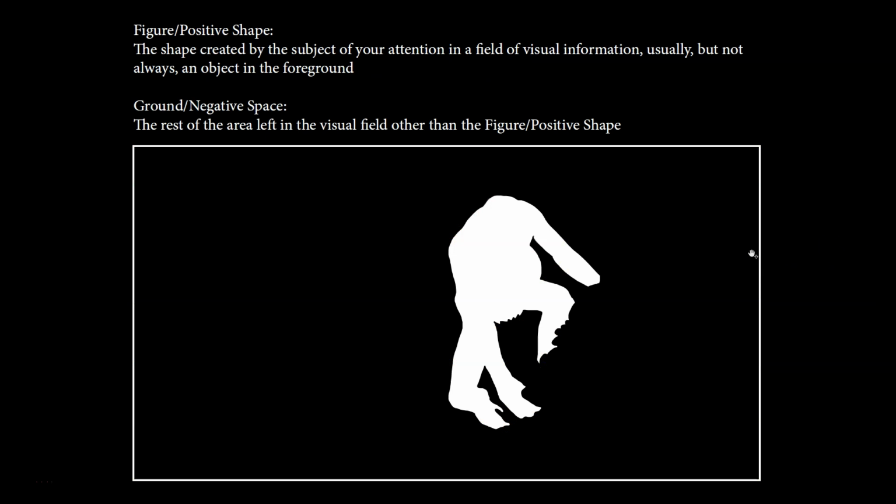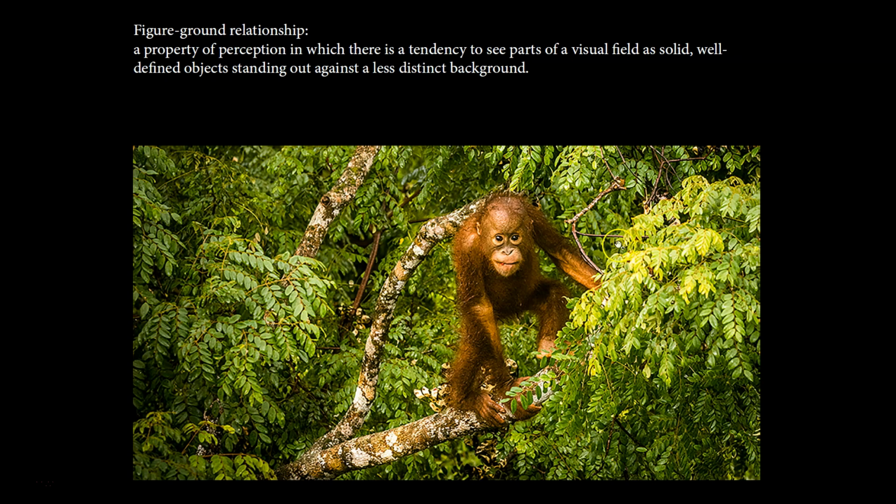So when we're talking about line, we would say the outline is the thing that separates one from the other. When we refer to this concept of figure-ground relationship in shape, then we talk about figure or positive shape, positive space. This is the shape that the subject of your attention is going to create. So in this case, the monkey. It's usually, but not always, in the foreground. Here you'll see that there are actually leaves in front of the monkey.